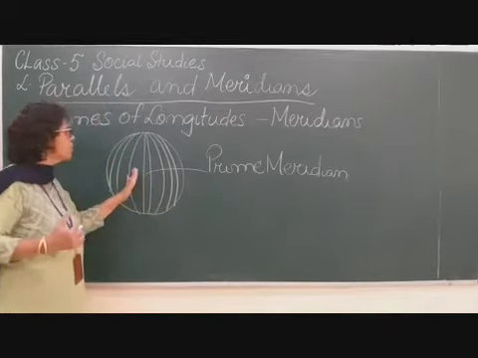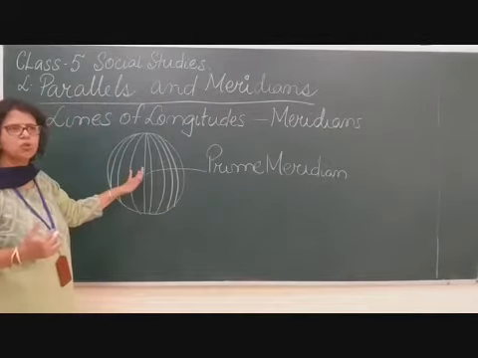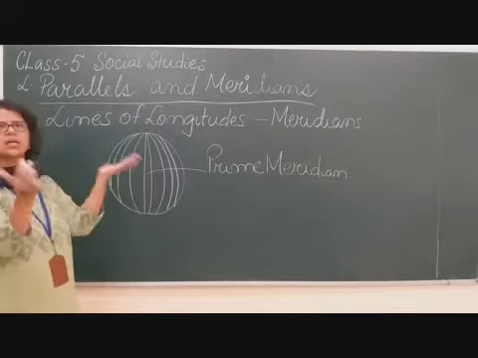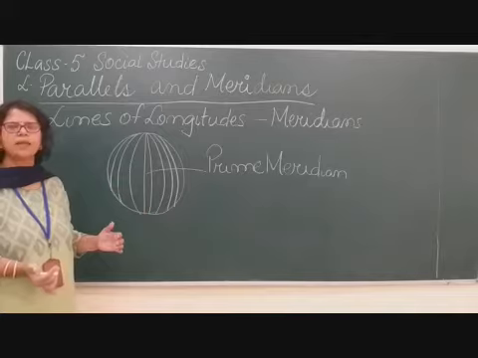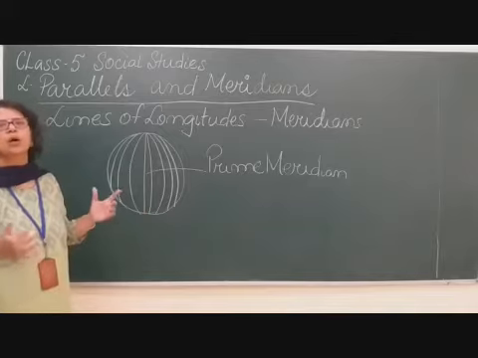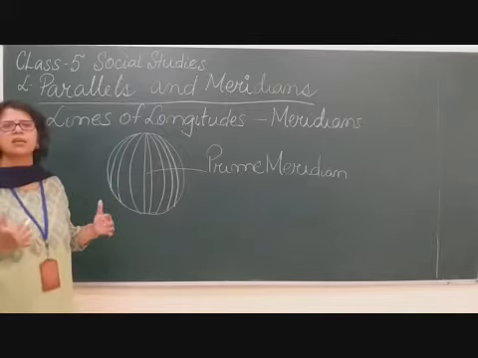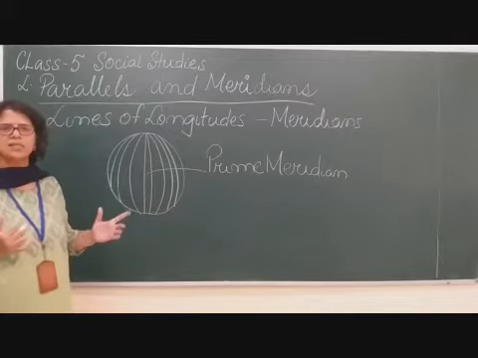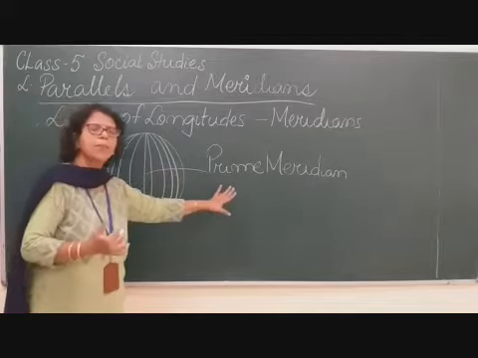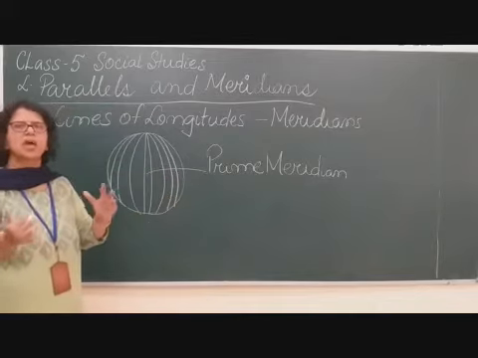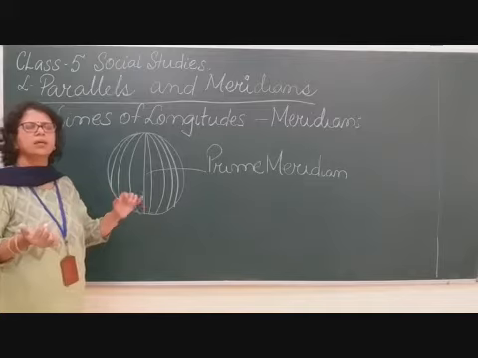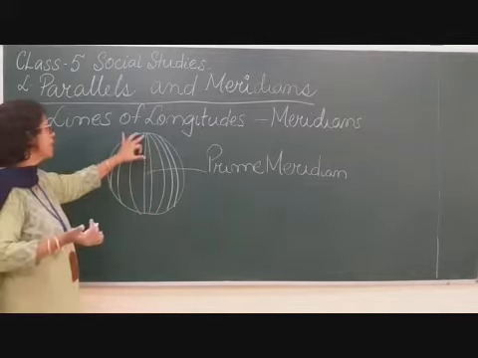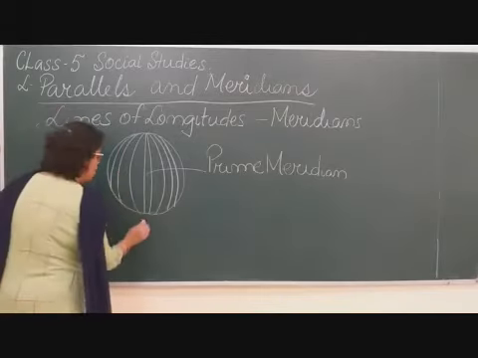But when it came to the lines of longitude, there was a difficulty because any point can be the center point in a sphere. So it was decided that the line that goes through the observatory in Greenwich in London would be taken as the center one, and it was known as the prime meridian. If you see the pictures I have shown you already, that line passing through London Greenwich is taken as the center line, and that is the 0 degree longitude.